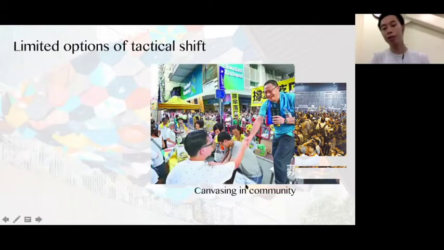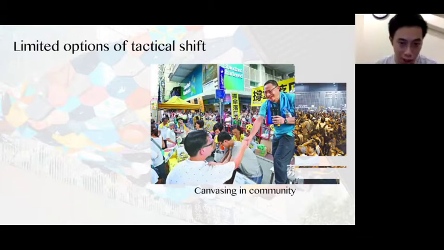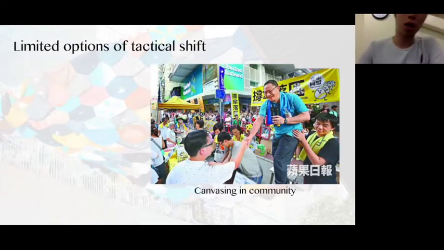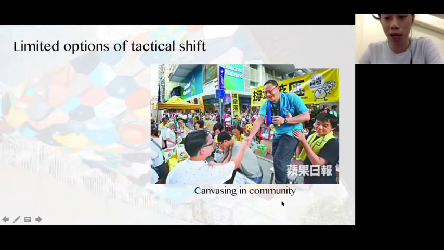And then we tried to do more canvassing in different communities. So the leadership tried to tell the people that we should not just be sitting or sleeping in our occupying zone. We should engage with the general public. But again, because the occupation was still happening, there was a lot of threat of police repression. People were reluctant to leave the occupying zone and go to another area just to do promotion.